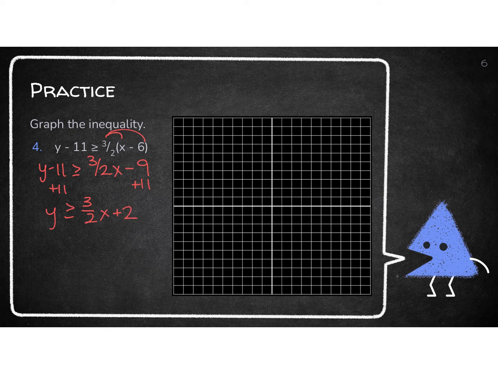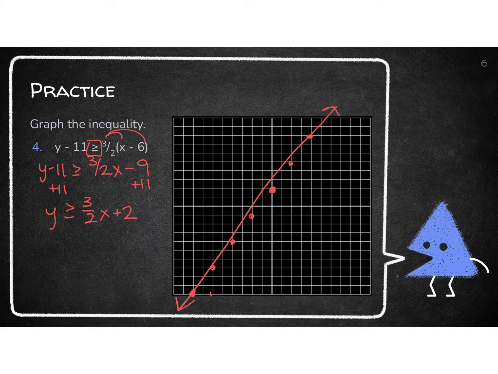So now I'm going to begin at 2, and I'm going to move up 3 over 2, up 3 over 2. Opposite of up 3 is down 3. Opposite of the right is left. So now I have my line. If I look at that inequality, it has an equal to sign. So I'm going to go ahead and have a solid line when I graph.